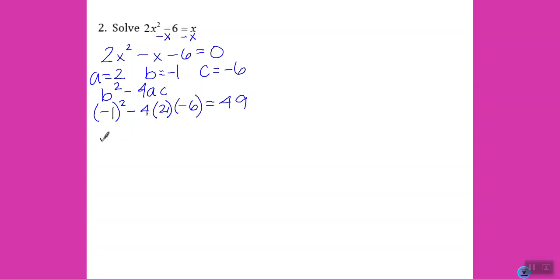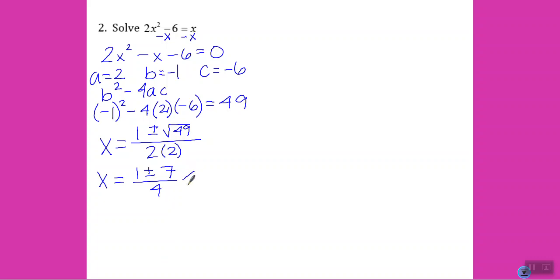So plugging into the rest of the formula, x equals, the first part is negative b. So I would have negative 1, which would become positive 1, plus or minus the square root of 49 over 2 times 2. So now let's simplify. x equals 1 plus or minus the square root of 49 is 7, because it's a perfect square, over 2 times 2 is 4. And now you might notice that we don't have any square roots in our equation anymore. So we're going to be able to simplify this even more.